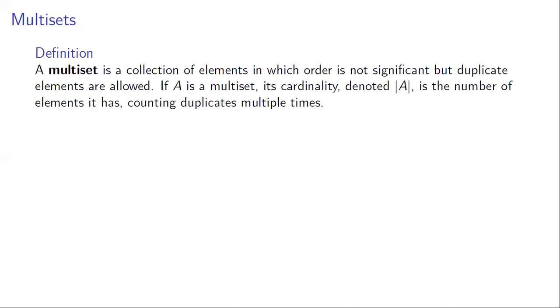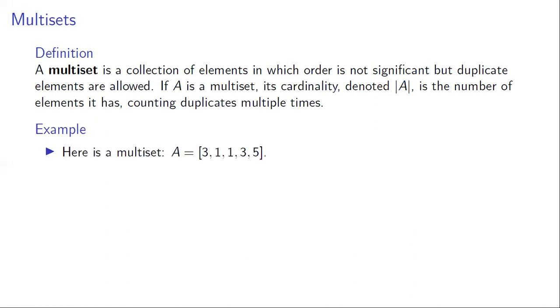Now, if A is a multiset, we denote its cardinality. Its cardinality, which is denoted like this, is the number of elements that it has, counting duplicates multiple times. In this way, it's a little similar to a list, where to get the length of a list, we count the number of entries, even duplicates. So here we count the duplicates multiple times.